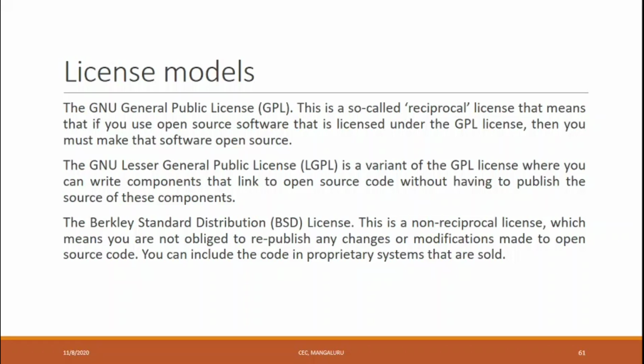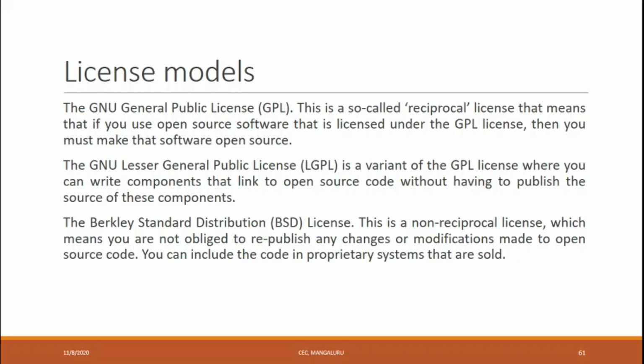The first one, the GNU General Public License, they can call it GPL, or they can also call it reciprocal. Whereas Berkeley Standard Distribution they call a non-reciprocal license. So reciprocal is GPL, the General Public License, and the non-reciprocal license is Berkeley Standard Distribution. In the first license model, what we see is open source software that is licensed under GPL, something like a learner's license: if you get an L license, you can ride your vehicle with the L board like that.